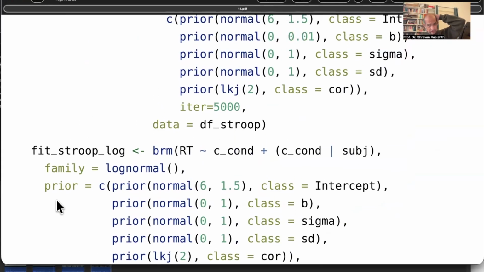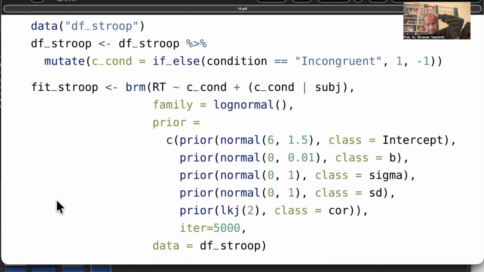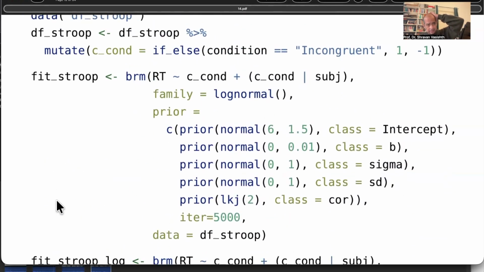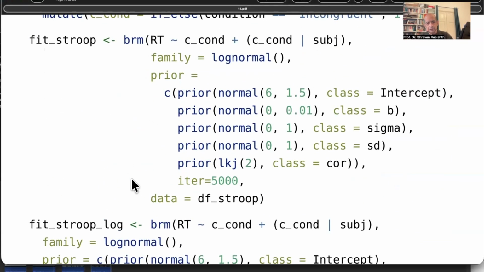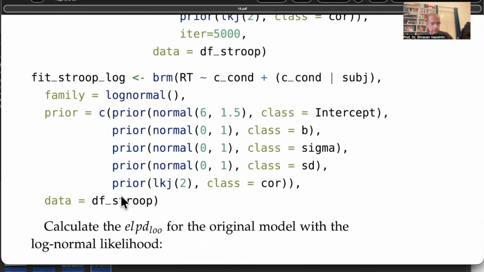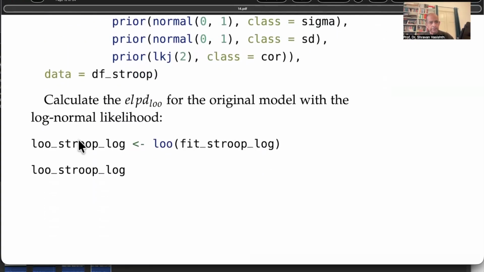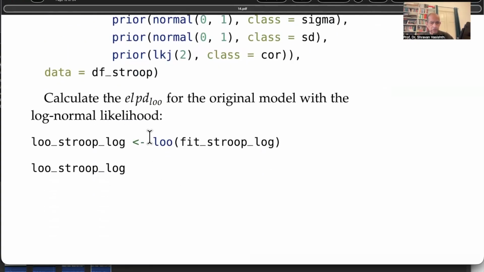Actually, I don't know what this is. I think that by accident I've got two instances of the same model here. Yeah, there are two instances of the same model here. So just ignore this. I will fix this in the code so that you see only one. And then we can calculate using LOO.